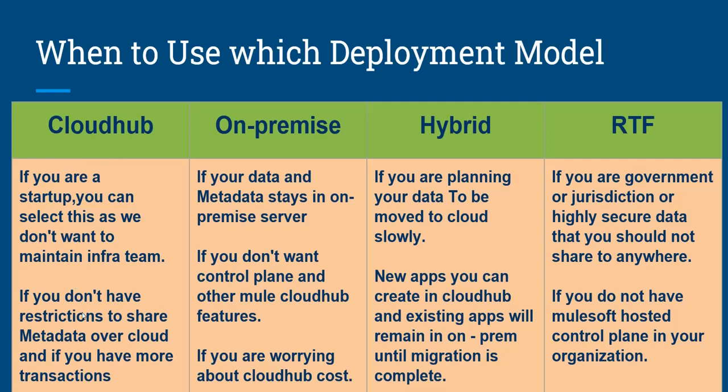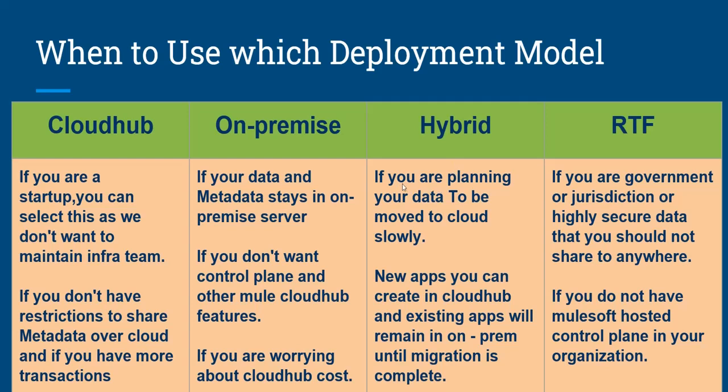Again, if you don't have any restrictions to share metadata over cloud, you can take this model, because if you don't have any restrictions, you can share the data over Cloudhub. And the on-premise model: if your data and metadata stay in the on-premise server, and you don't want the control plane and other MuleSoft Cloudhub features, if you are worrying about Cloudhub cost, then you can go with the on-premise model.